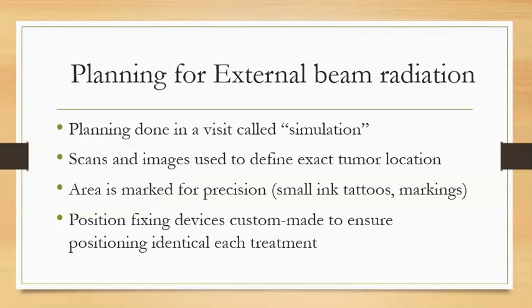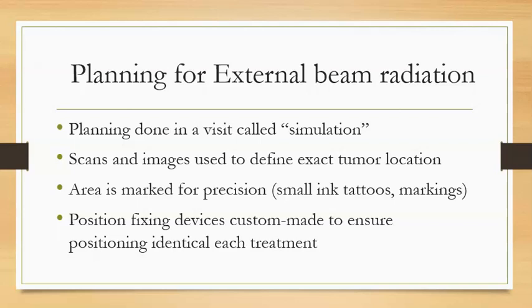Before patients start external beam radiation therapy, I mentioned they have kind of a planning visit that's done in advance, and that is called a simulation. And so the scans and images that have been ordered and taken and reviewed by the healthcare providers, the radiation oncologists, and the radiation therapists are used to define exactly where the tumor is, the patient goes in and they get marked for precision so that they are always aiming at the exact right place. They sometimes have little small ink tattoos or markings on them, like an X marks the spot sort of a thing, so that every day when they go in, it's easy for them to make sure they're aiming where they're supposed to be aiming with the radiation.